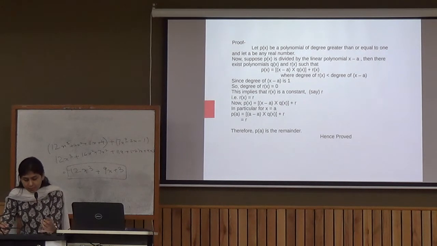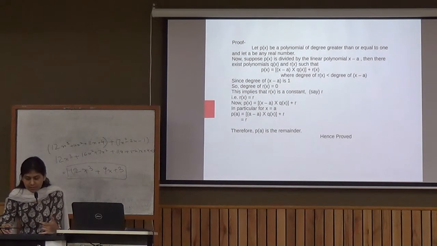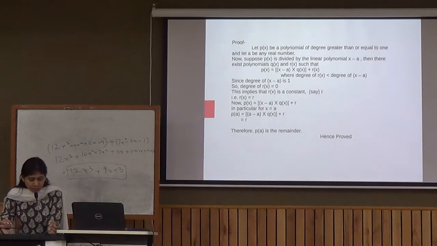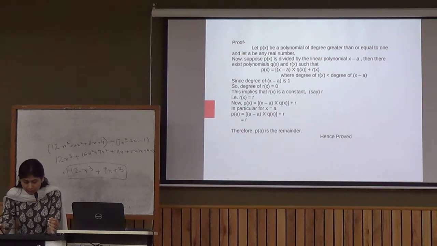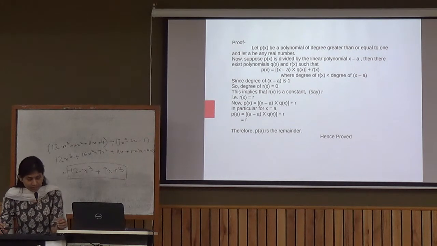Therefore, again, by putting the value of r(x) in the above equation, we get p(x) is equal to (x minus a) into q(x) plus r. In particular, the value of the polynomial at x equal to a, we get p(a) is equal to (a minus a) into q(x) plus r, which is equal to r. Therefore, we get the value of r is equal to the value of the polynomial at x equal to a. And here we have noted that small r is nothing but the remainder polynomial. Therefore, p(a) is the remainder. Hence proved.